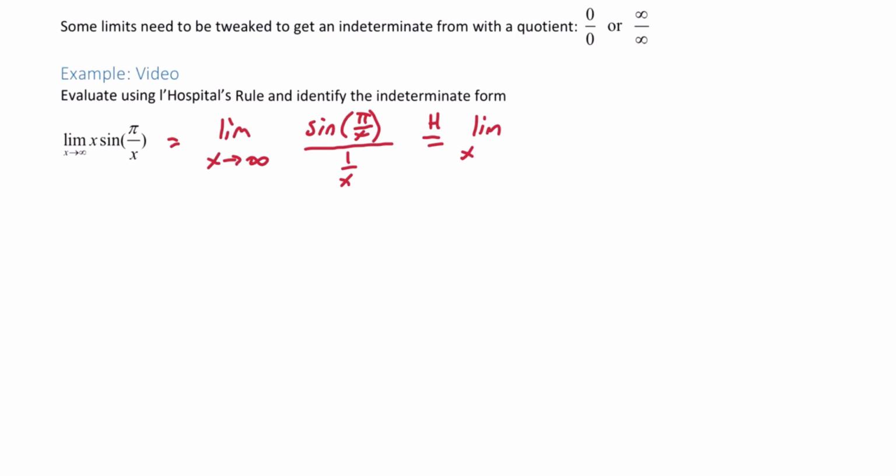The limit as x approaches infinity of the derivative of sine of pi over x is cosine of pi over x times the derivative of pi over x, which is negative pi over x squared. And then the derivative of the denominator, 1 over x, is negative 1 over x squared.